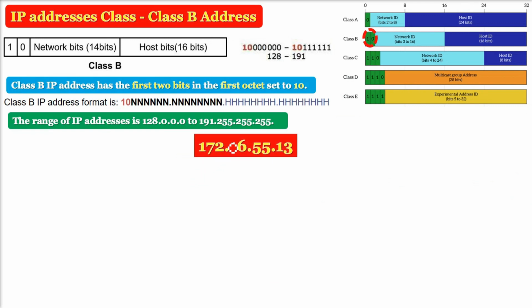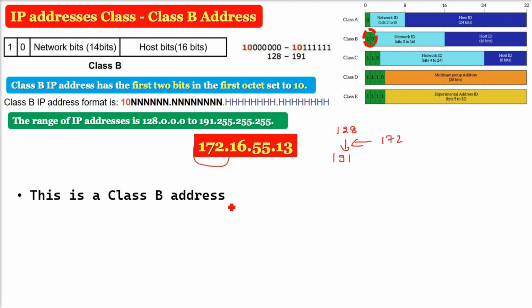So we have an example here, 172.16.55.13. Now you tell me which class does this address belong to? And this is very clear because we are discussing class B, so it is a class B address. But how? See, when the first octet is from 128 to 191, this is the category of class B address. 172 is the first octet. Does it lie between 128 and 191? Yes, absolutely. That is why this is a class B address.